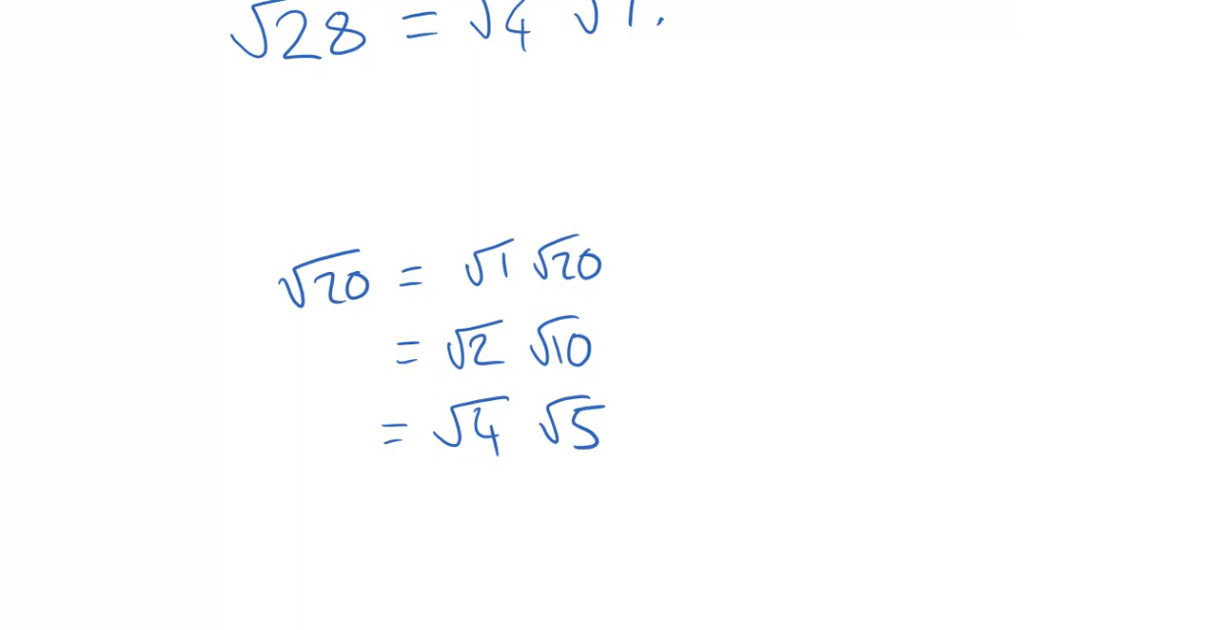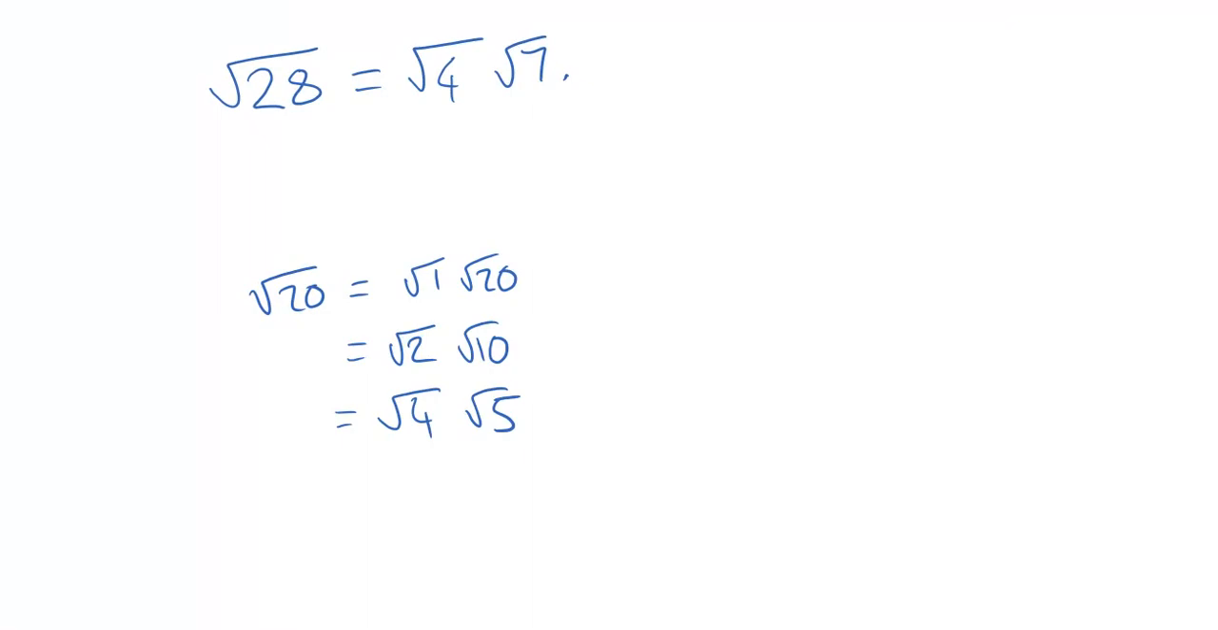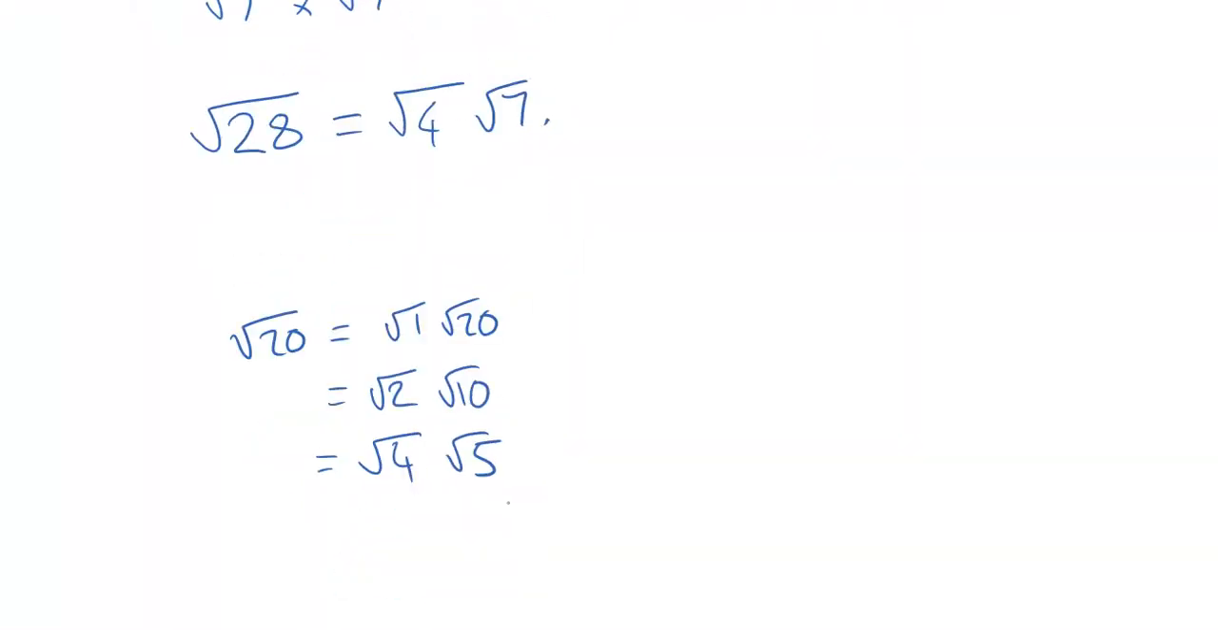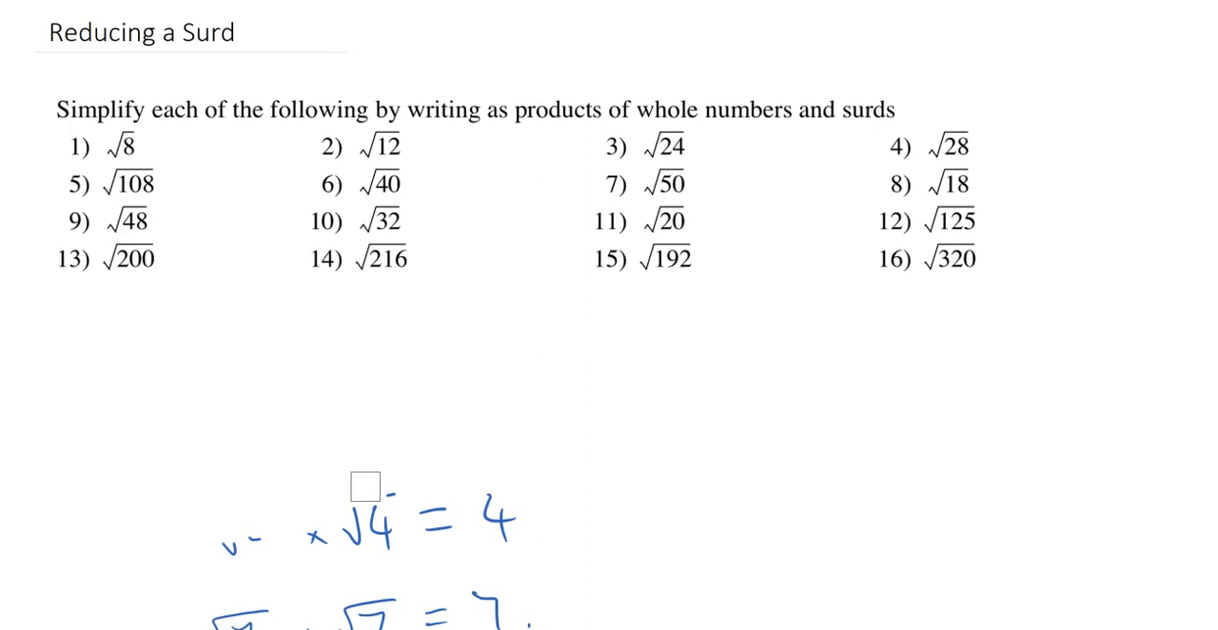So we can split a square root or surd up into component pieces that multiply together to make that original number. Now, the process of reducing a surd uses this trick to make the smallest number possible inside the square root. So let's take a look at some examples and see how this works.